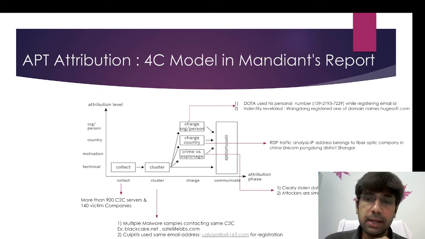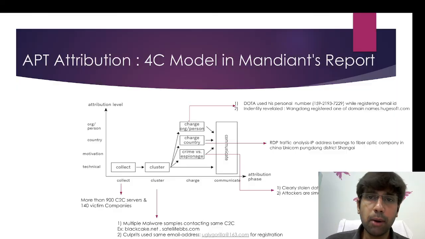This particular actor made a mistake by giving his personal phone number while registering the email ID, and based on that email ID he registered a couple of C2 domains. So by using this they are able to identify and figure out the data. Another mistake was made by UglyGorilla.